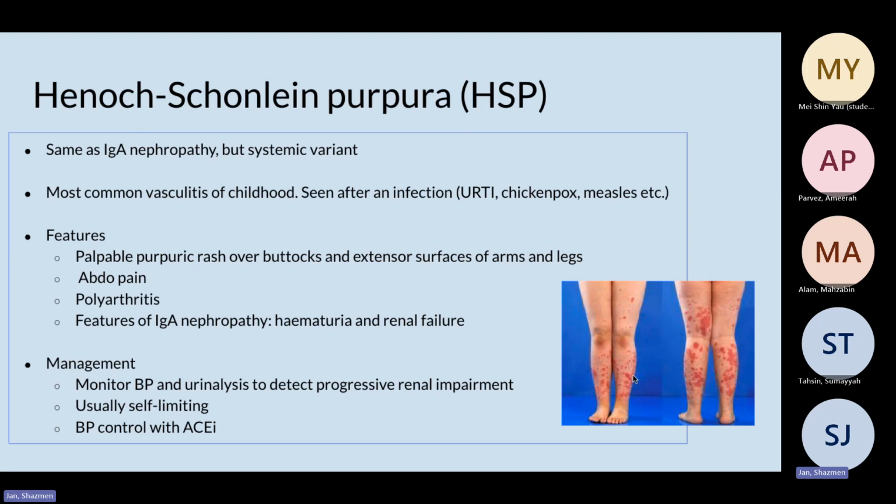This is just an image of the rash that we're talking about. It's palpable, so if you were to feel it, the skin would be raised, and it's purpuric, meaning that it's made of distinct regions that aren't merged into one. For example, I think petechiae are all merged into one, but purpura is not.